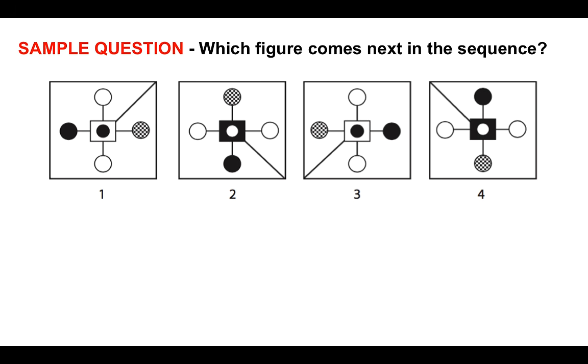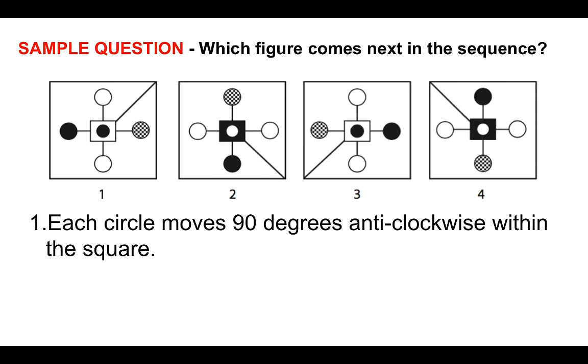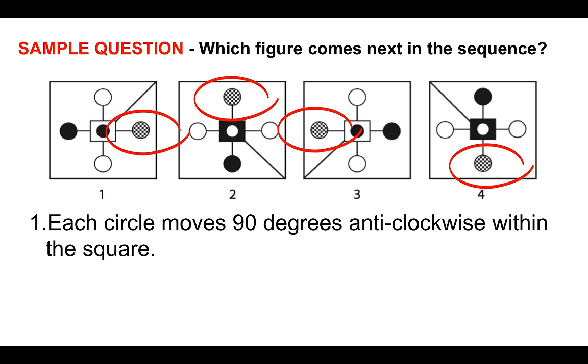So if we go back to our sample non-verbal reasoning question, which figure comes next in the sequence? If we think about those 4 different things to look out for, on this particular one, you will notice that each circle within the square moves 90 degrees anti-clockwise within the square. Anti-clockwise and clockwise, if you think about the way a clock moves round, i.e. to the right, that's clockwise, anti-clockwise is to the left. If you look at this circle, for example, in the square, this checkered one, as it moves around the sequence, it goes anti-clockwise 90 degrees. So that's a clue.